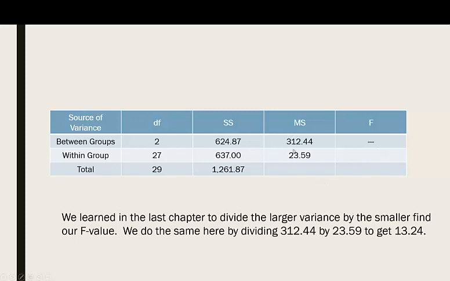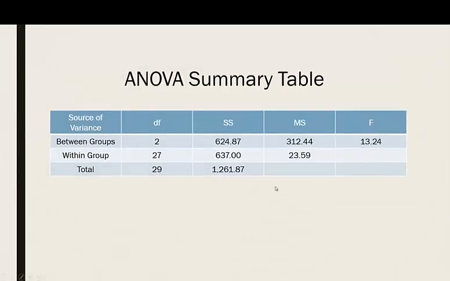Remember, this is variance. We learned in the last chapter we divide the larger variance by the smaller, and we do the same here. And so dividing 312.44 by 23.59, we get an F value of 13.24. So we can add that in and we can complete our ANOVA summary table. Okay? So you already know what the next step is.